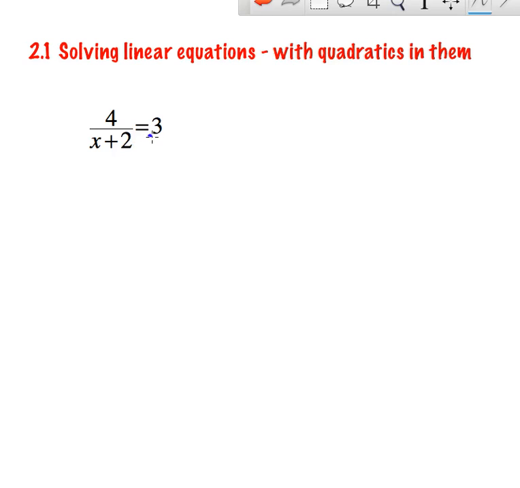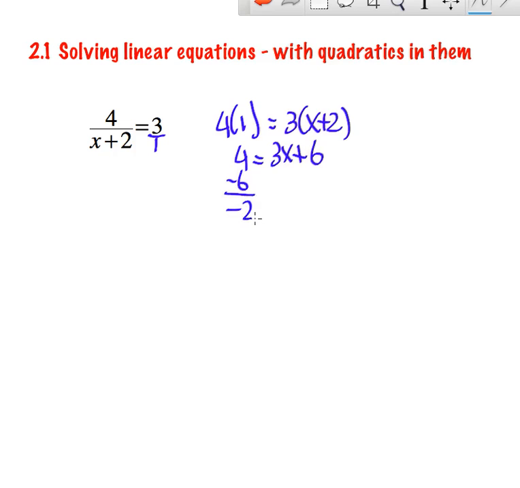First is you can think of this as 3 over 1, and then you basically have two ratios or a proportion, and you should be able to solve that by cross multiplying. So you can do 4 times 1 equals 3 times x plus 2. So it ends up being 4 is 3x plus 6. Take the 6 away. Negative 2 is equal to 3x. So divide by 3. So you get an answer negative 2 over 3. So that would be one way to solve it.